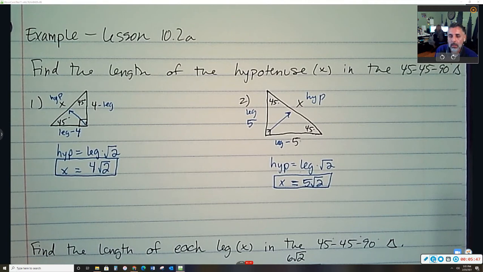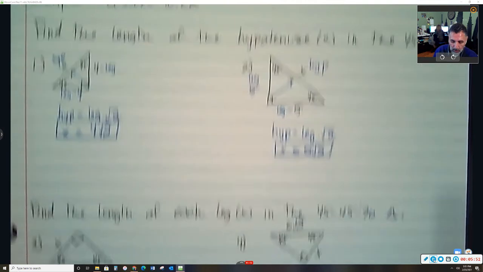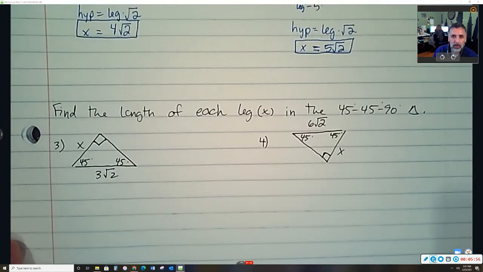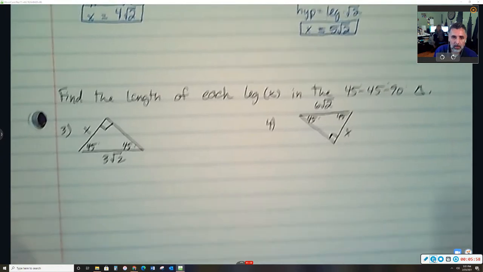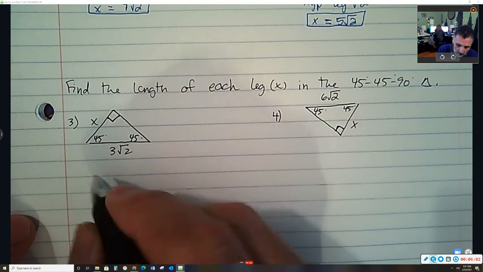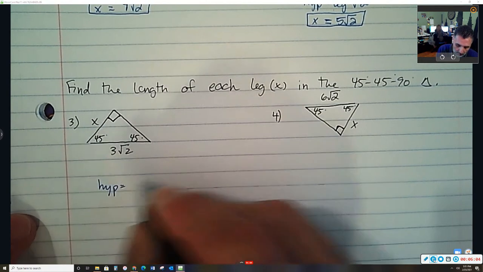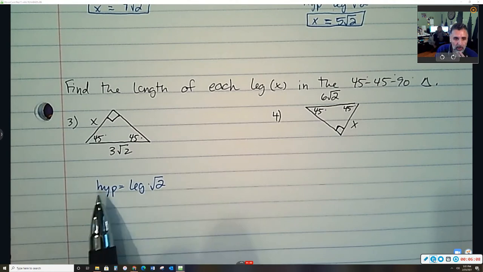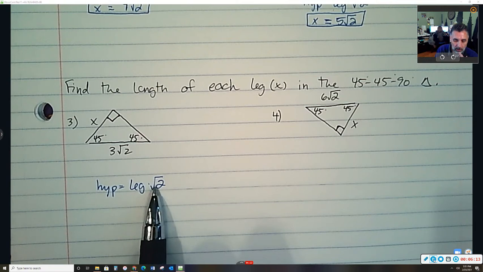So pause it if you need to copy this, finish copying it. I'm going to move down to the bottom examples. So in the bottom examples, here we're finding the measure of a leg. Okay, same thing. We see it's a 45, 45, 90 triangle. We're going to start off by writing down the equation. The equation, that's the relationship between the hypotenuse and the leg. The hypotenuse equals the leg times the square root of 2.